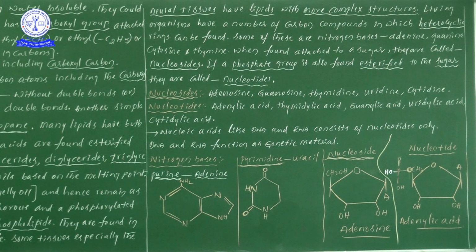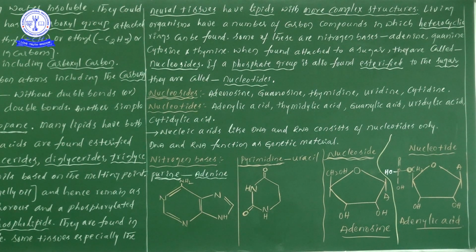Next, another new concept will be started: living organisms have a number of carbon compounds in which heterocyclic rings can be formed. So we have started to discuss some other kind of carbon compounds here. Heterocyclic rings we will find. Some of these are nitrogen bases. The best example of heterocyclic rings is nitrogen bases.